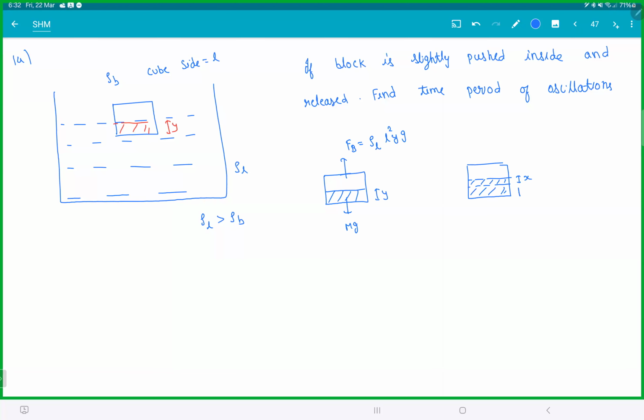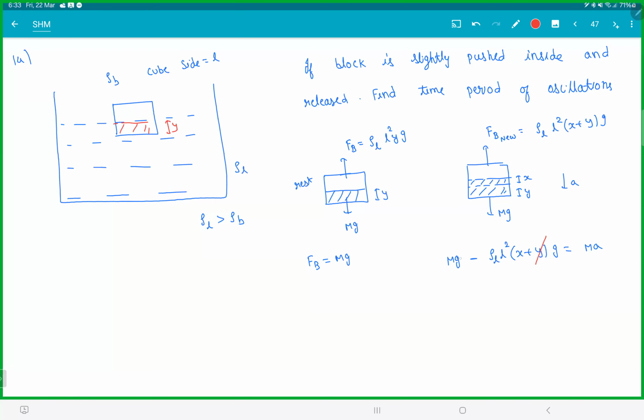So you displaced by X and there's already Y inside. So we get the new buoyant force, which is rho liquid, L square, (X plus Y) into g. Mg will remain the same. Acceleration. This is mg. And remember, initially FB was mg only because it is at rest. Mg minus rho liquid L square (X plus Y) g is equal to ma.